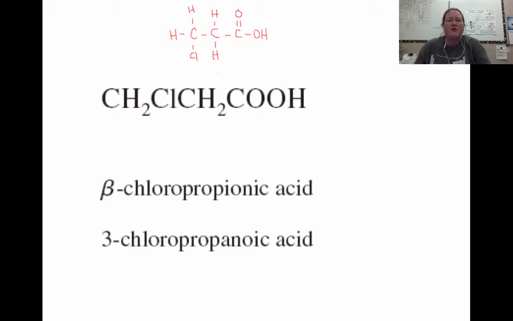So this is my number 1 carbon, this is my number 2 carbon, and my number 3. So the number 2 carbon is also known as the alpha carbon, and the number 3 carbon is known as the beta carbon. So 2 ways we can name this are beta chloropropanoic acid or 3-chloropropanoic acid. So number 1 carbon, number 2 carbon, number 3 carbon.